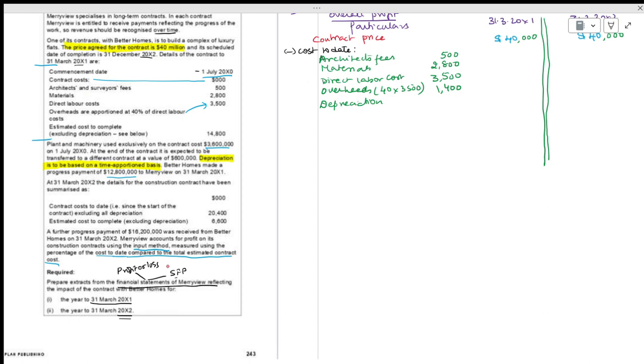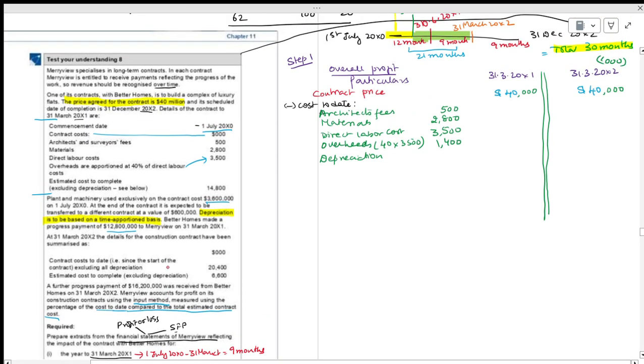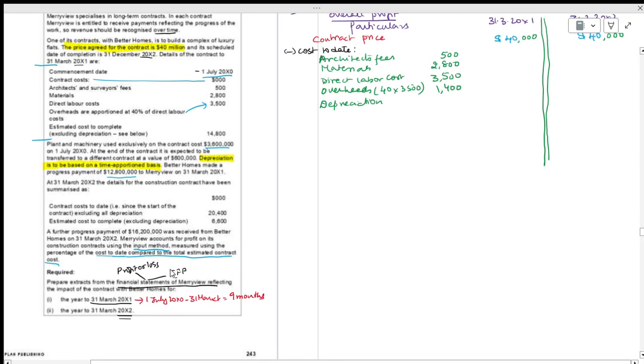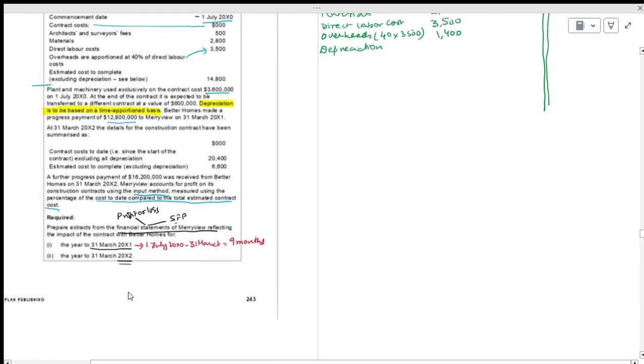Time apportion basis. 1st July 2000 to 31st March is how much? 9 months. July 2000. Nine months. Okay. Next.